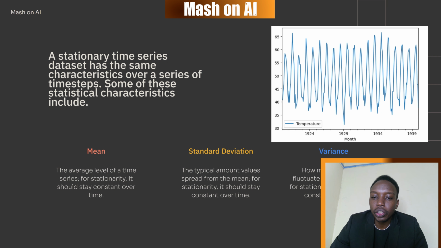The standard deviation is how spread the data is from the mean. And the variance is just standard deviation squared. Or rather, the standard deviation is just the square root of the variance.